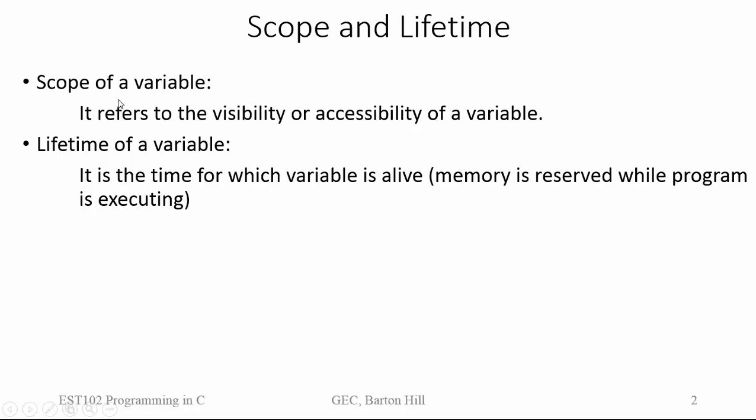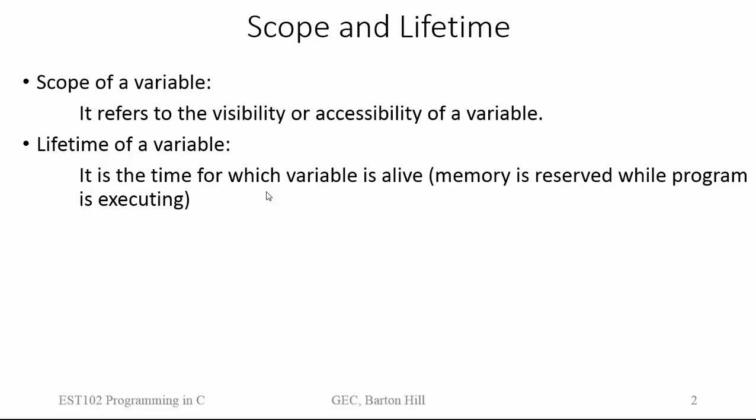Now scope of a variable refers to the visibility or accessibility of a variable at a particular region in a program. So scope tells us whether a particular variable is accessible at a particular region in a program. And lifetime of a variable is the time for which the variable is alive. That is, the time for which memory is reserved for the variable while the program is executing.